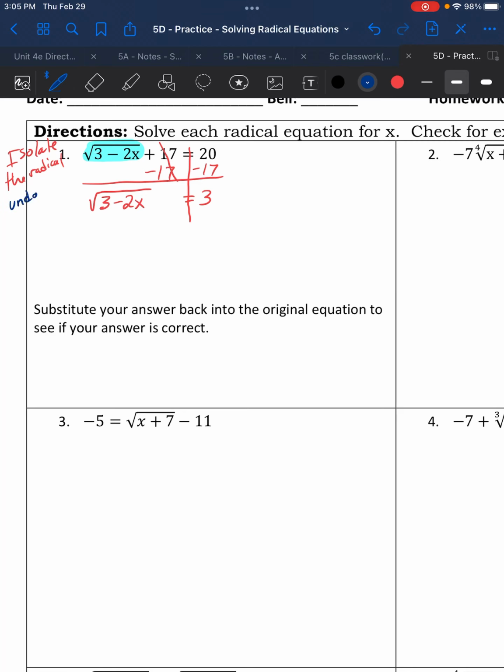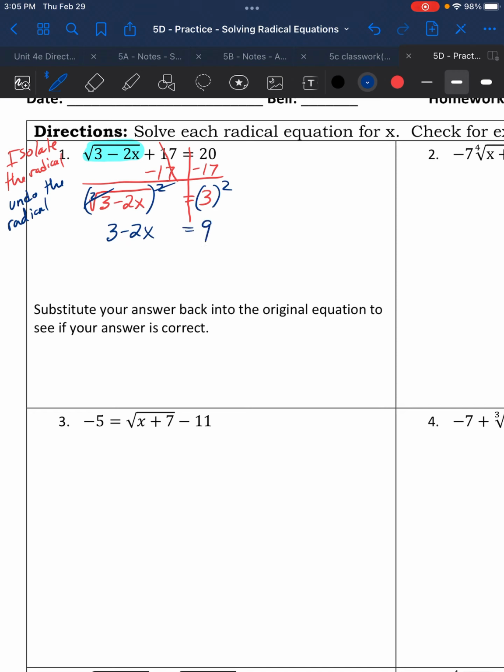So step 2 is undo the index. This is a square root, so we need a square. You can never move anything inside the radical until the radical sign is gone. So the square and square root are gone, dropping the square root, and 3 squared is 9.